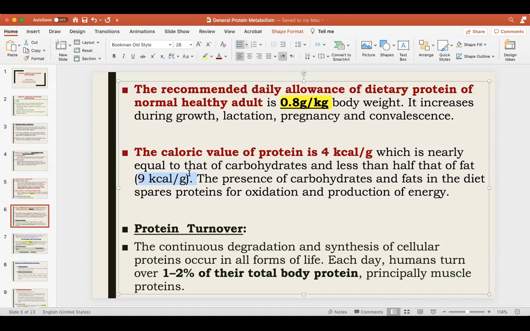Under normal conditions, the body does not oxidize protein. Oxidation of protein occurs during starvation, prolonged starvation, and this is dangerous.